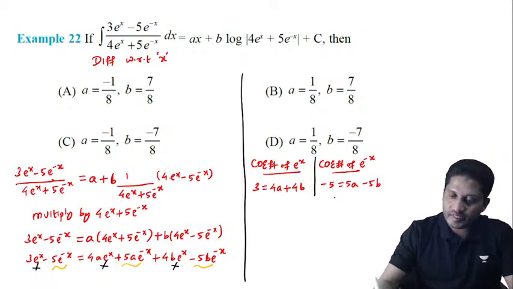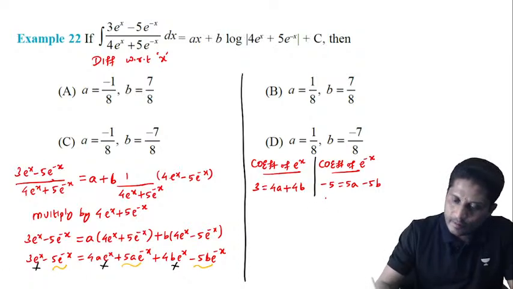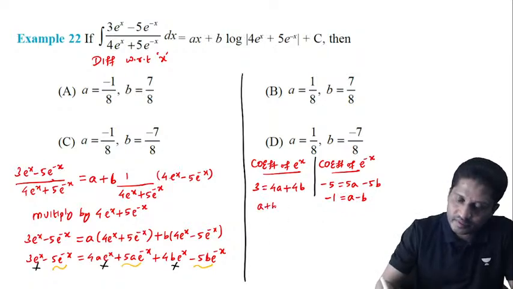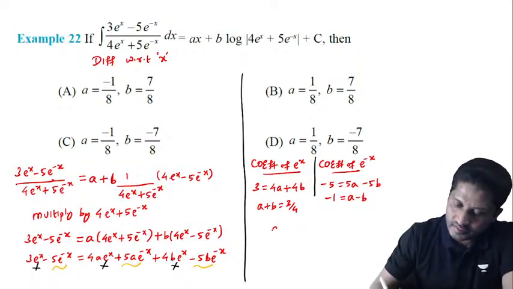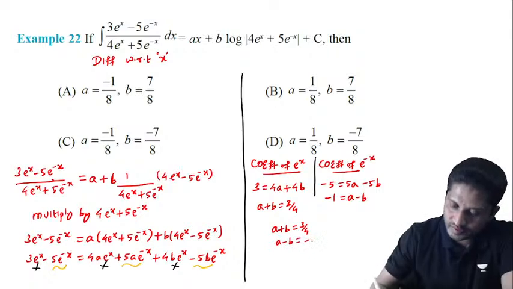Alright, if I divide by 5 here, minus 1 is equal to a minus b, right? If I divide by 4, you get a plus b is equal to 3 by 4. If I solve these two equations, I'll get the values of a and b. That is, a plus b is 3 by 4, right? And a minus b is equal to minus 1.